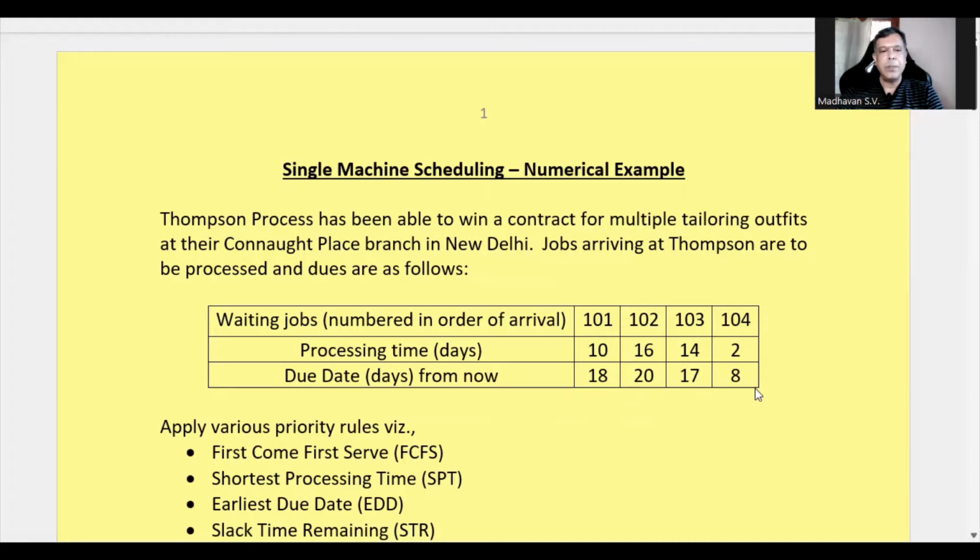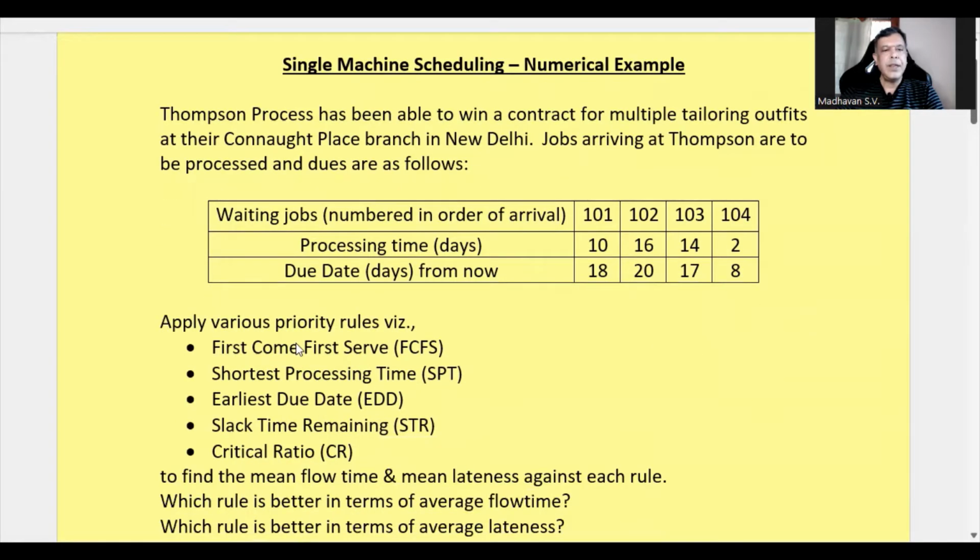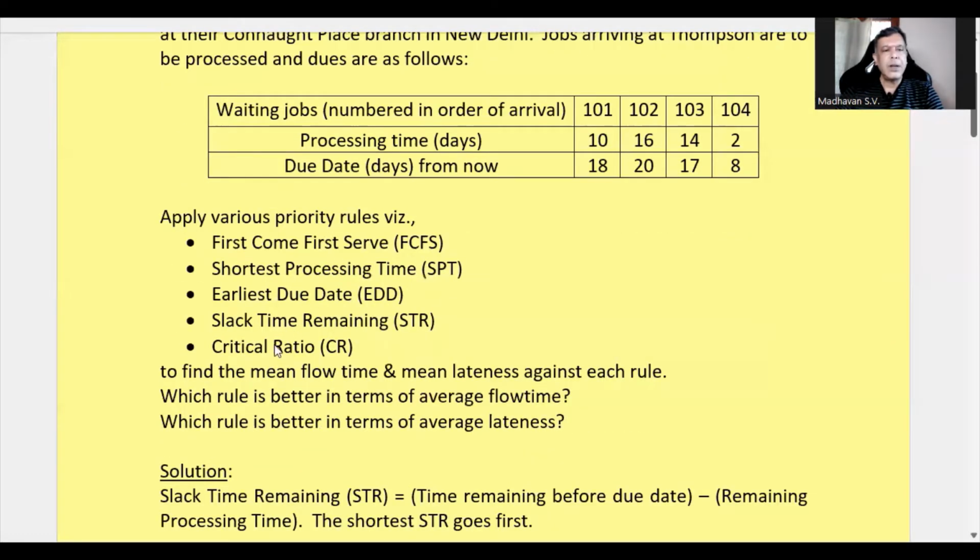Now the question is, apply various priority rules, namely first come first serve, that is FCFS, shortest processing time, which is SPT, earliest due date, which is EDD, slack time remaining, which is STR, and critical ratio, that is CR. Using these priority rules, we are supposed to find the mean flow time and mean lateness for each rule. Then we need to identify which rule is better in terms of average flow time, and which rule is better in terms of average lateness.